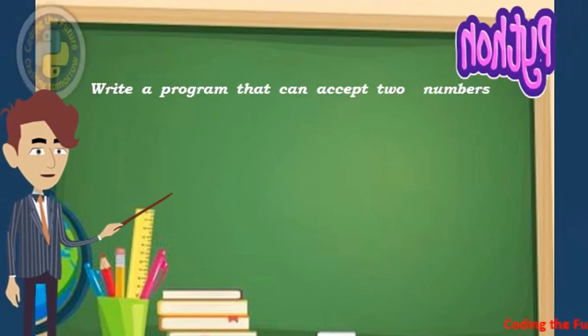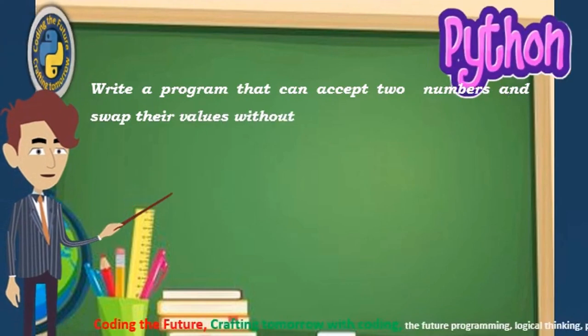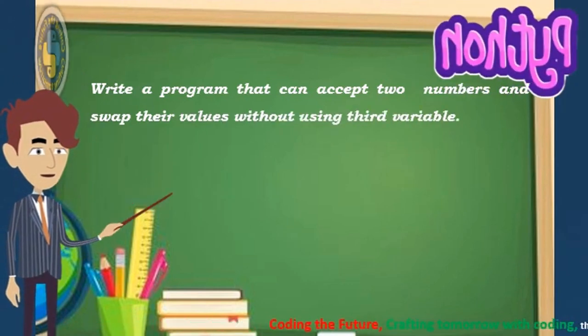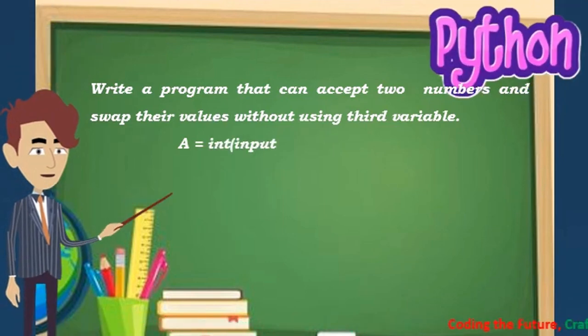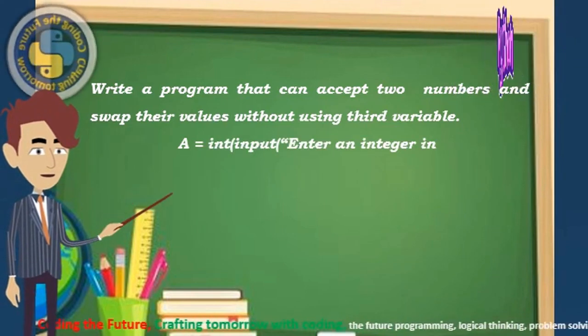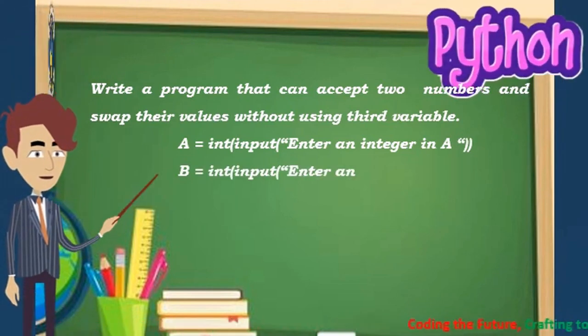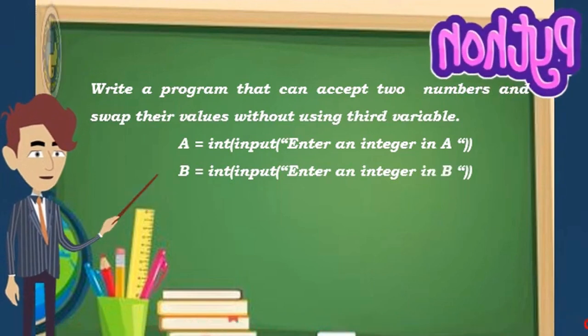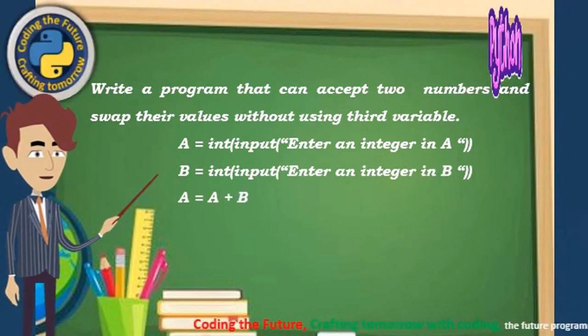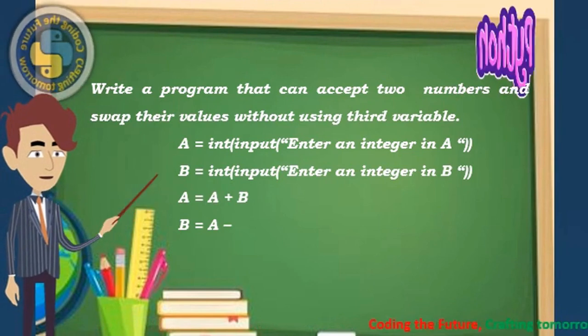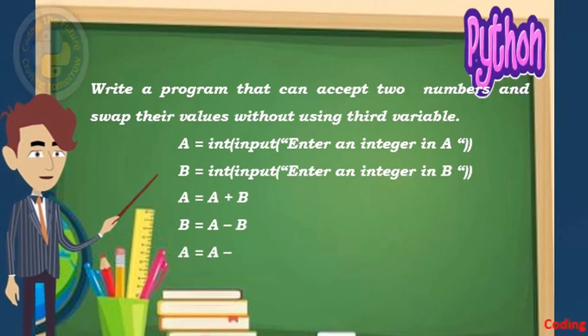Write a program that can accept two numbers and swap their values without using a third variable. This is the new method. In the last method, we used the third variable to exchange their values. Now it is required to change the value of variables without using a third variable.